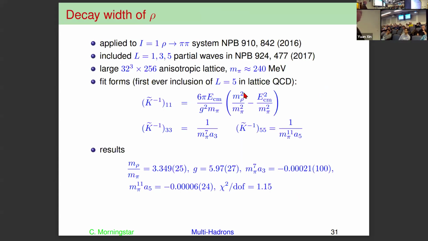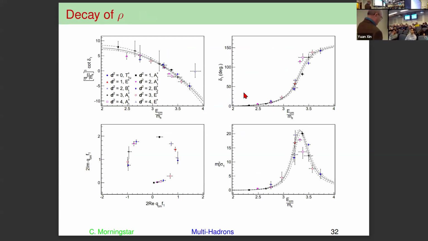And then you parameterize your K matrix, but typically we use an effective range expansion. So it's easy for the inverse of the K matrix, and then you fit. And so this is the sort of thing we get out. So here's a scattering phase shift, and you see this beautiful rho resonance.